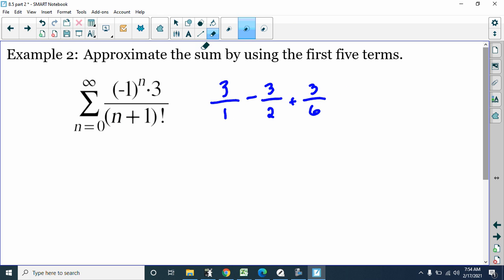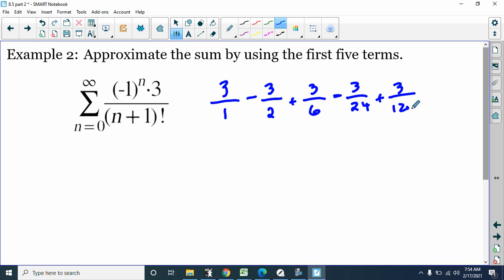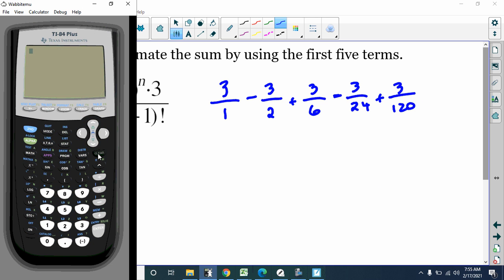Minus, I'm plugging in 3 this time, 3 over 4 factorial. Plus 3 over 5 factorial. Find what this is equal to. About 1.9.